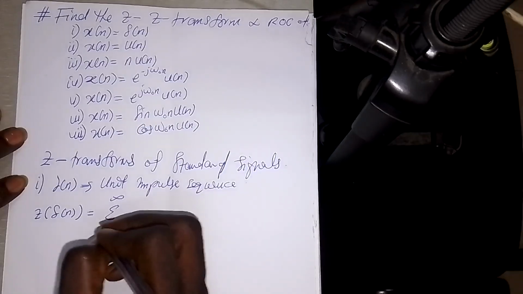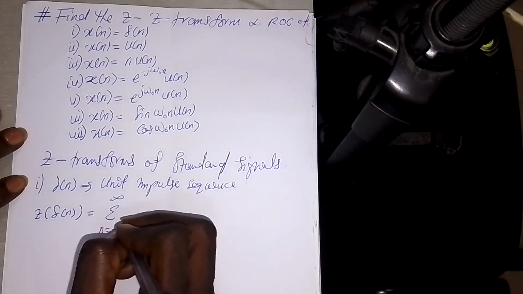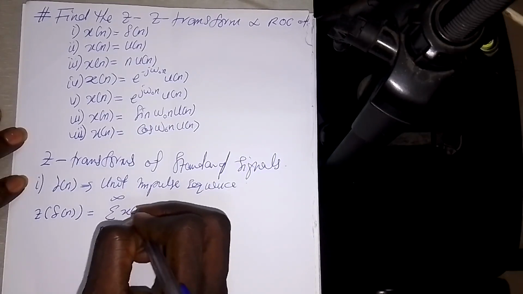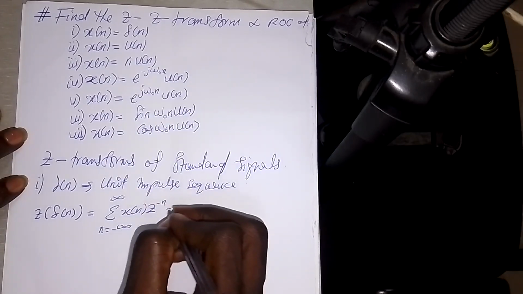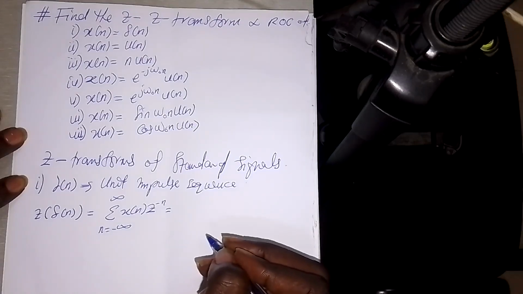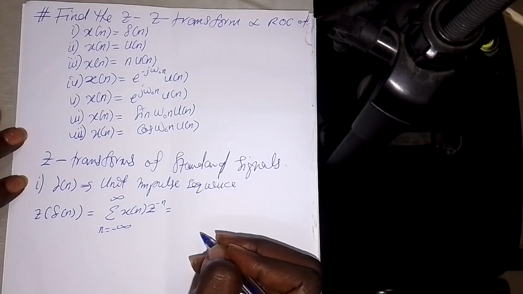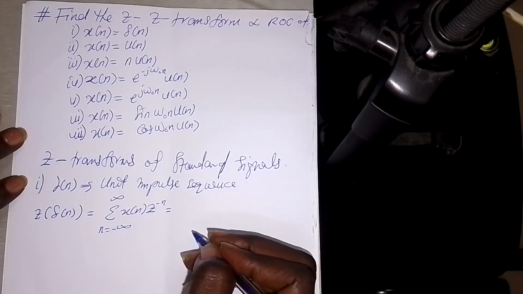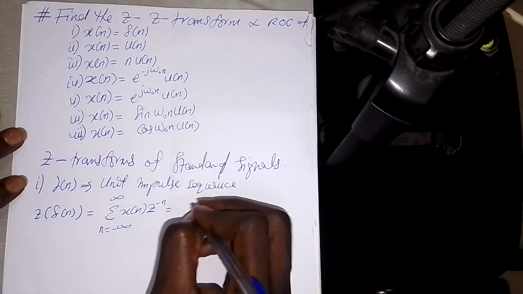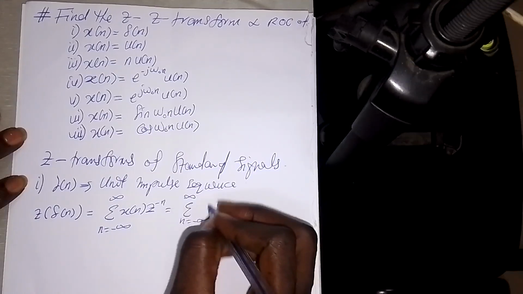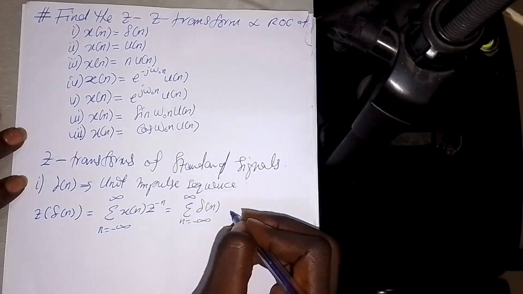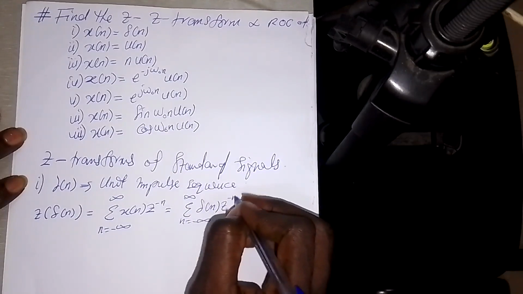the summation from n equals minus infinity to infinity of delta of n into Z to the power minus n.